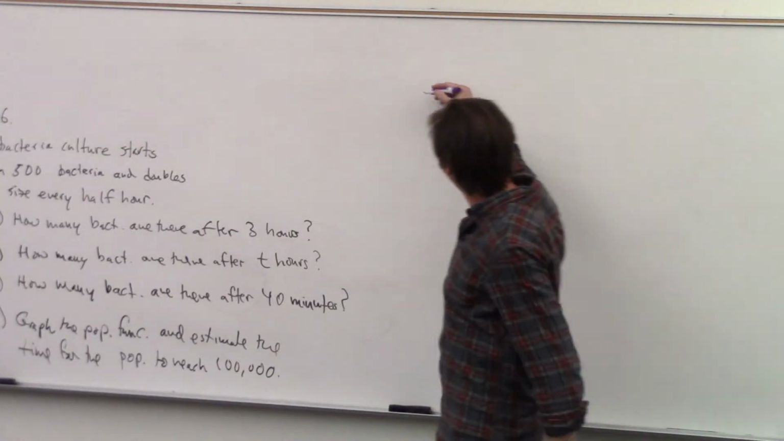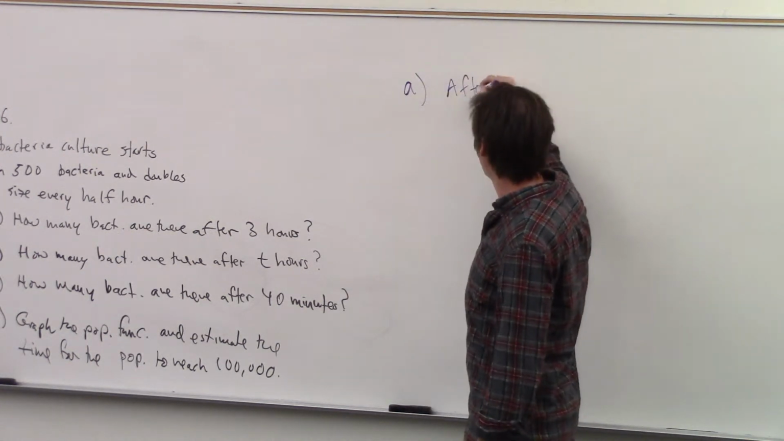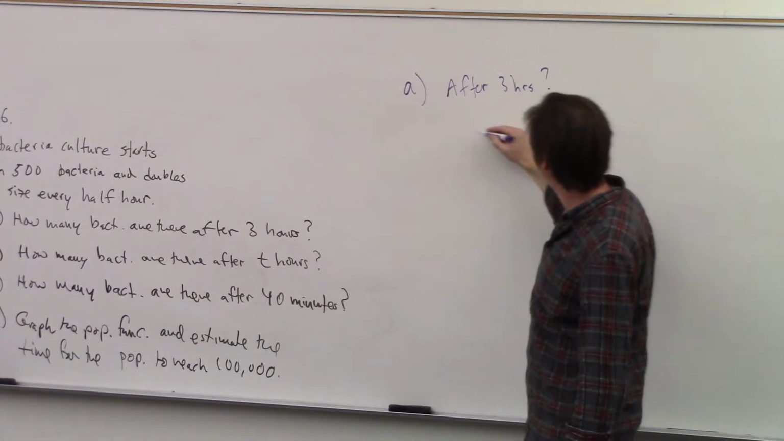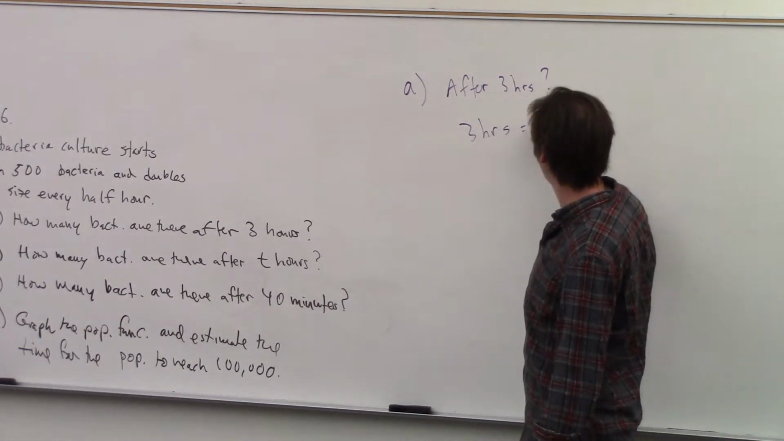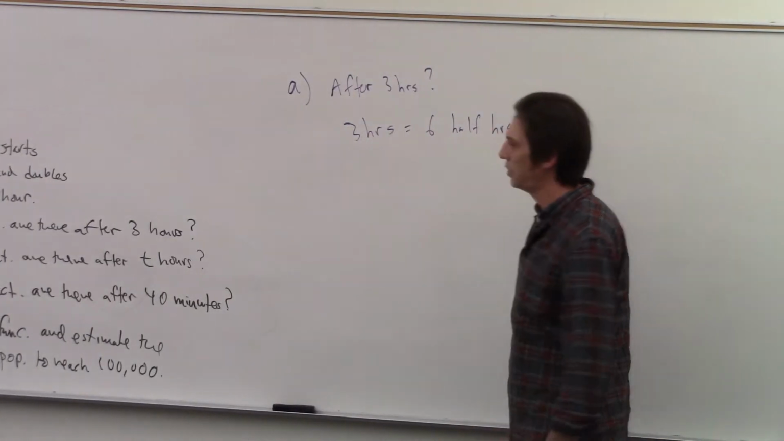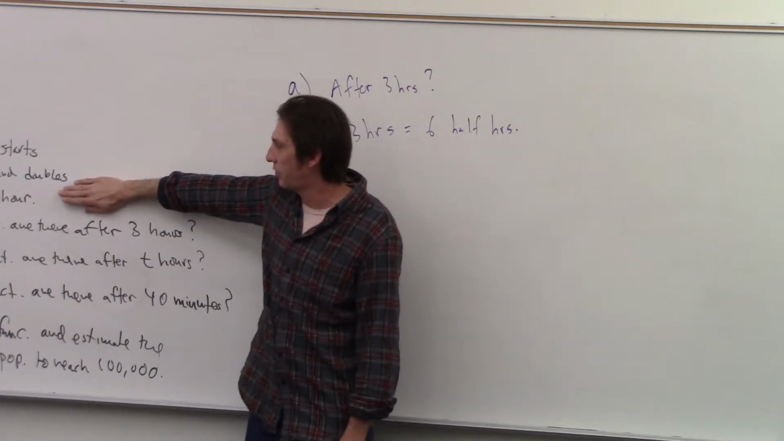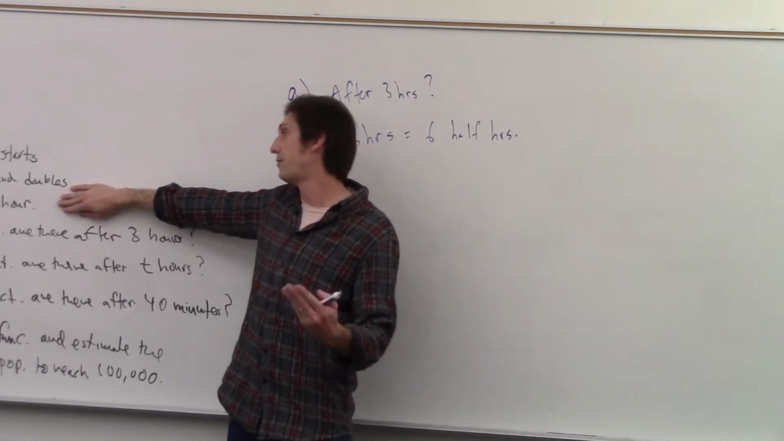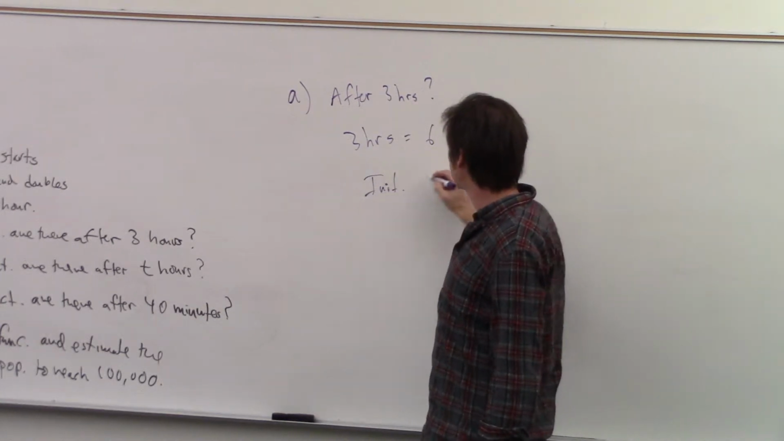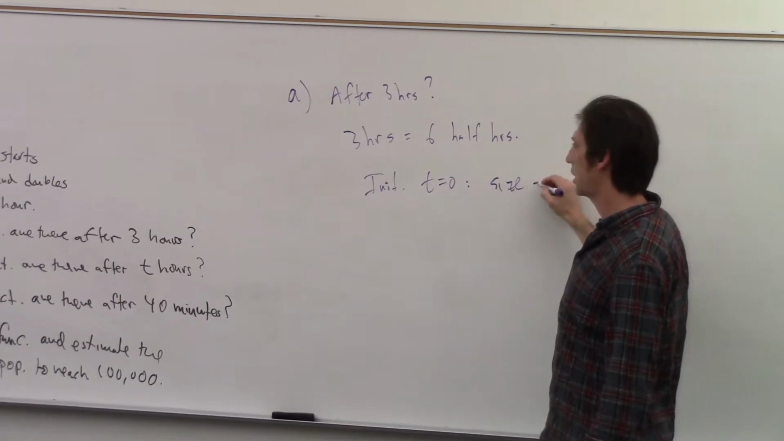For part A, I want to know how many bacteria there are after 3 hours. 3 hours is equal to 6 half hours. Okay, and I note that because in the statement of the problem, I'm given some information about what happens every half hour, right? So initially, let's say when T is 0, the size of the population is 500.